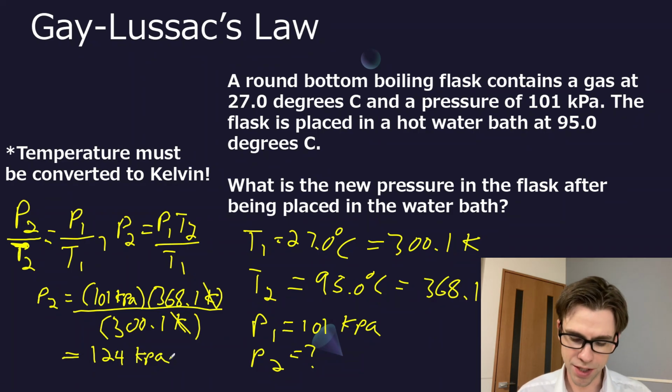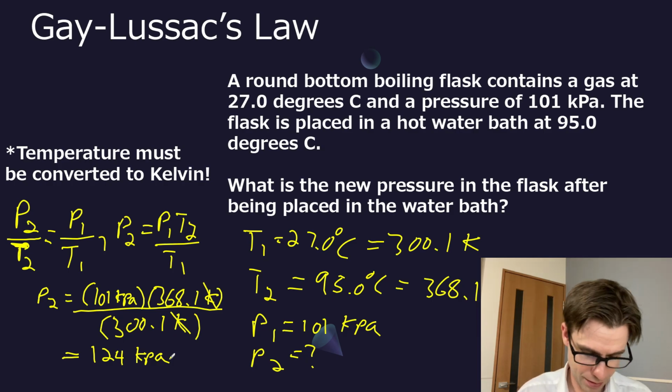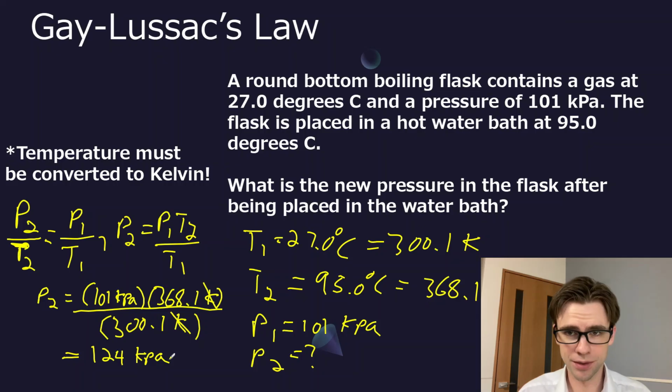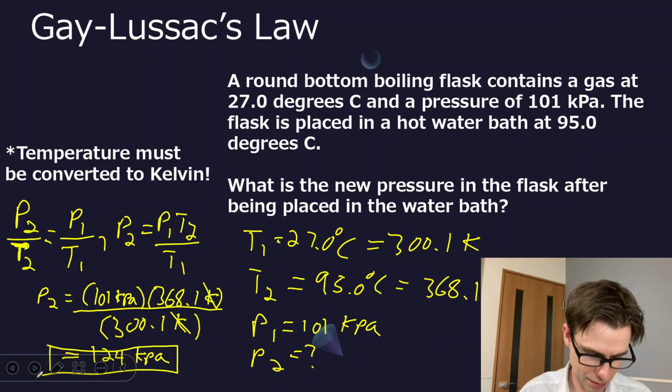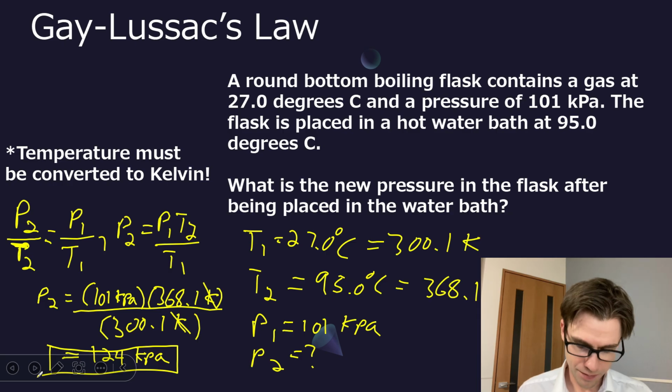Again, does that make sense? We have gas in this round bottom boiling flask increasing its temperature by a significant amount. In a closed volume, the pressure must go up. So we get about an increase of 24 kilopascals, or 24,000 pascals. I'd say that makes sense. Good answer to this question.